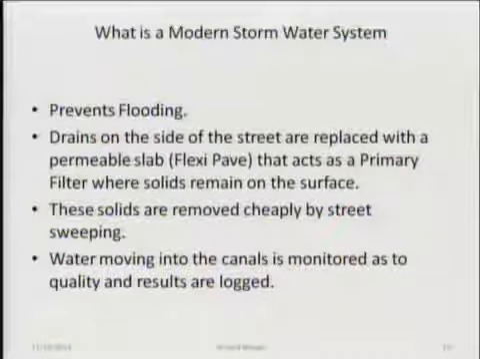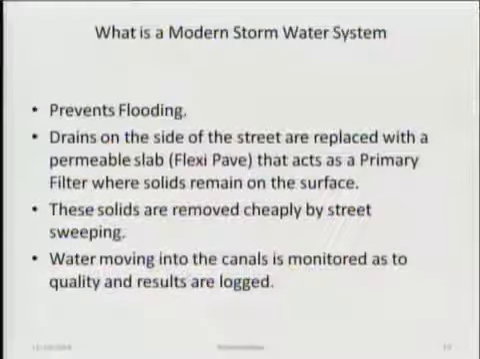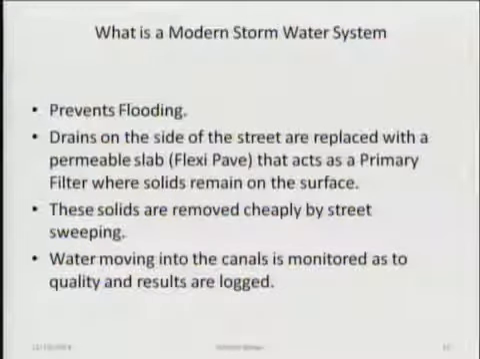What is a modern stormwater system? Well, the first thing it does is prevent flooding. And all around this town, I know on Live Oak is an example. And around the city, there are examples of places that flood or have flooded, and we fixed some of them. We haven't fixed all of them.